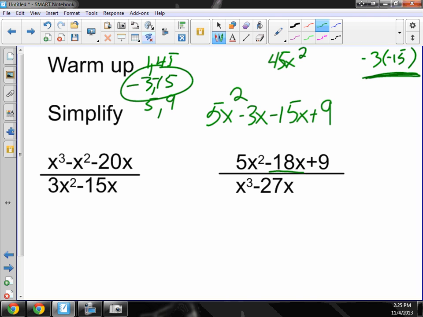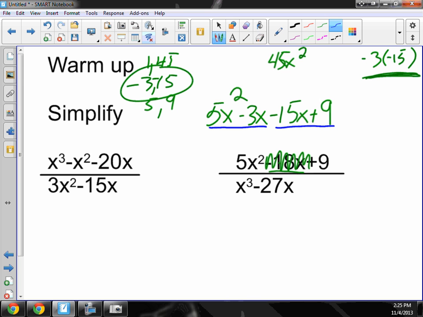So now I just rewrite the whole problem, but instead of this number, I use these two numbers. So all we've done is rewritten the problem in a slightly different form. It still equals the same thing, but instead of 18, I did a negative 3 and a negative 15. So now I group.